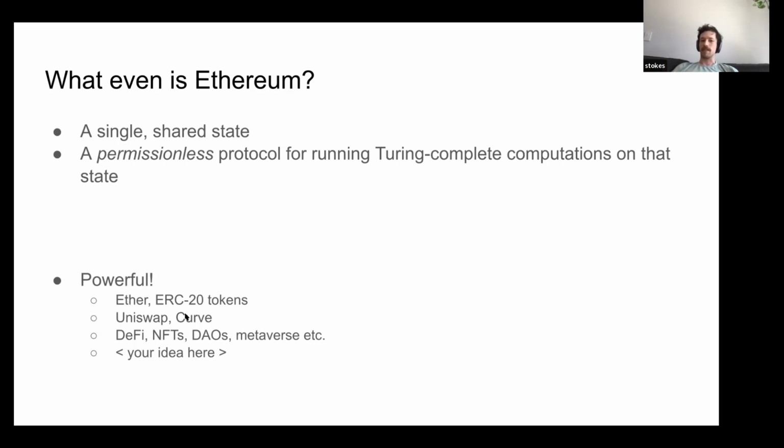But you can do more complex things. You can have the state of a decentralized exchange, right? Because you have this Turing complete richness, you have the expressivity to say, okay, this is now a constant product or constant sum decentralized exchange, and you can build that on Ethereum. That's where we get things like Uniswap or Curve. And if you're watching this video, I'm sure you're aware of all this stuff: DeFi, NFTs, DAOs, metaverses. There's so much that's possible with the protocol, and I think that's what attracts everyone to the space, because there's so much potential here.